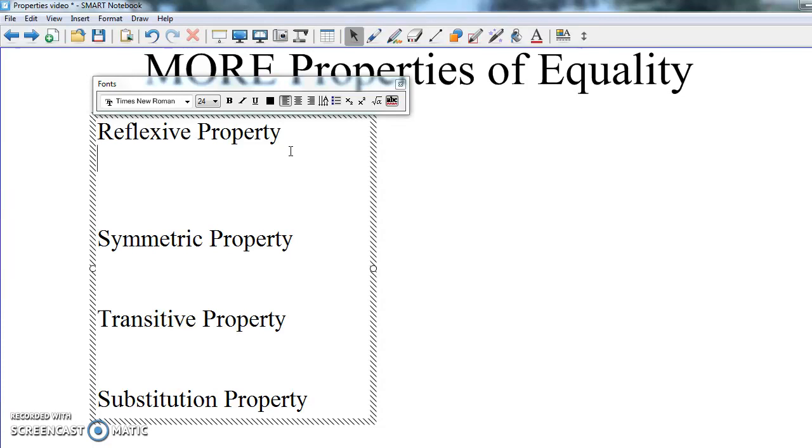So what you'll see with the reflexive property is the left side and the right side of the equal sign will have the same exact thing. So like A equals A is an example of the reflexive property. So I always like to tell students it's like looking in a reflection. It's the same thing. You're seeing yourself in a mirror. So the reflexive property is the same thing on both sides of the equal sign.